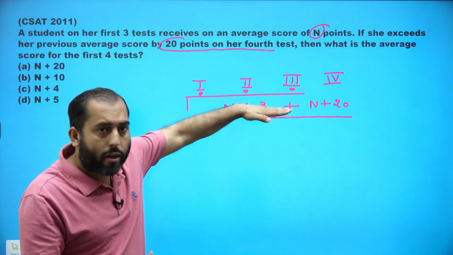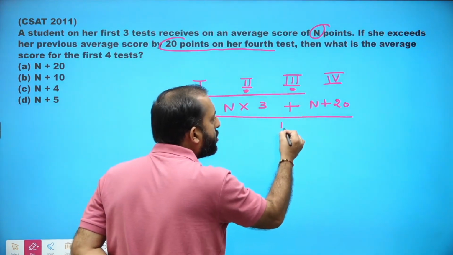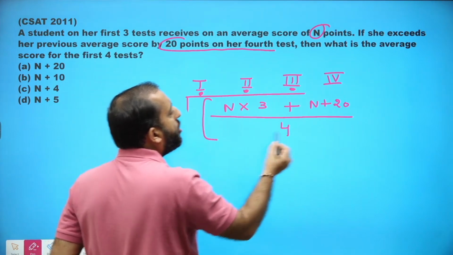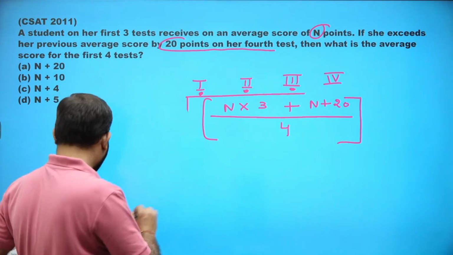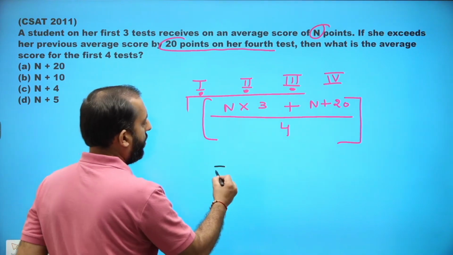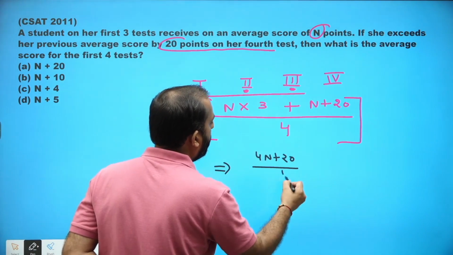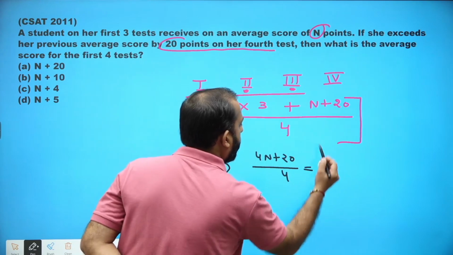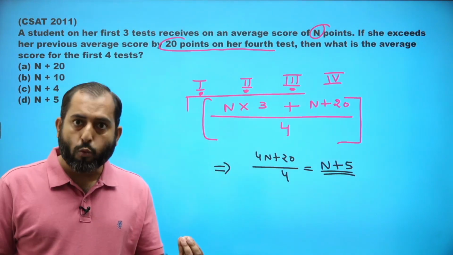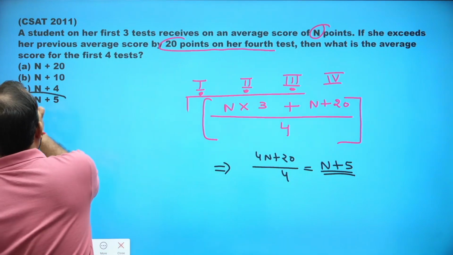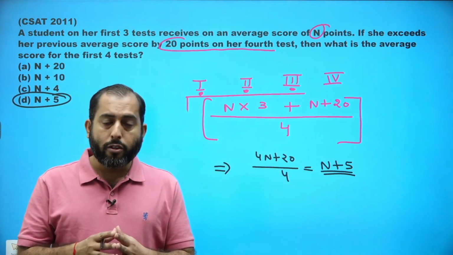So total score divided by number of tests, which is 4, is gonna give me the combined average for 4 tests. So if we solve this, it comes out to be equal to 4n plus 20 upon 4, which becomes n plus 5. So average of first 4 tests will become n plus 5, which is option D. I hope guys this is clear to everyone. This is it for the video. Thank you.